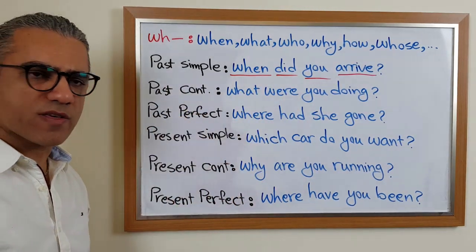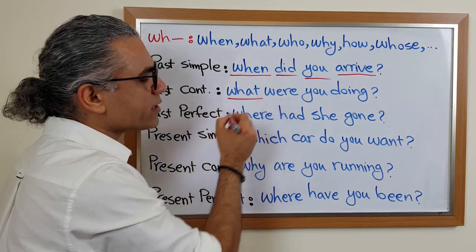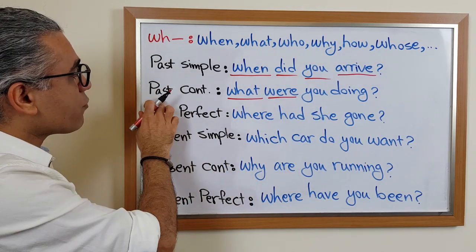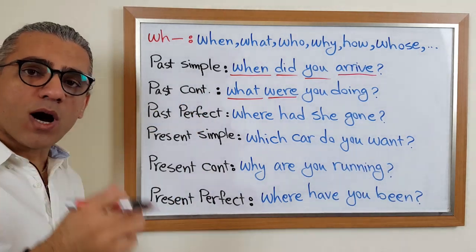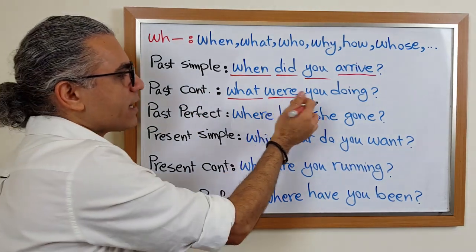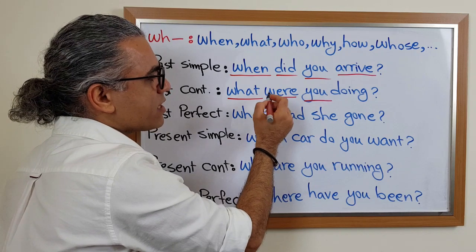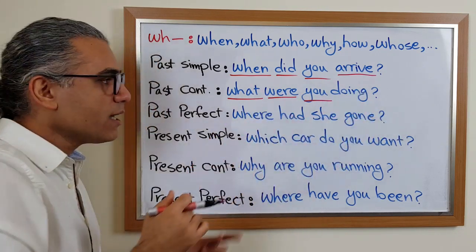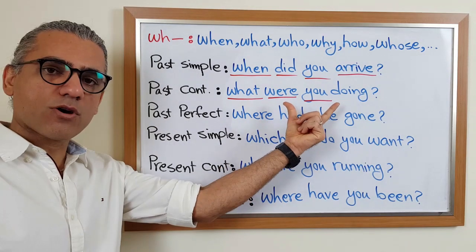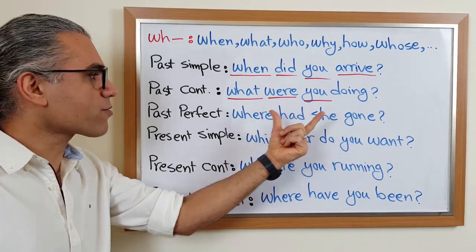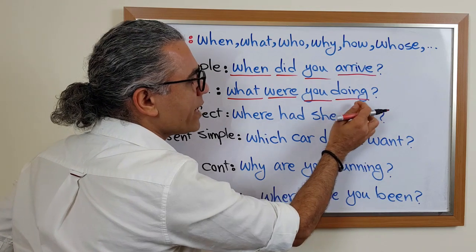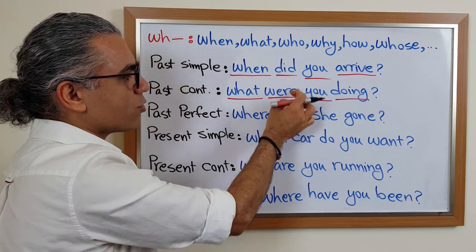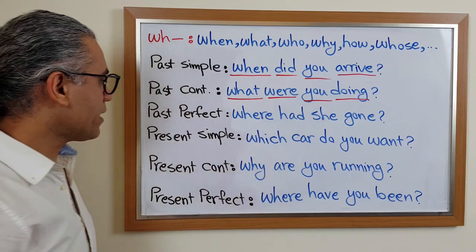A past continuous example. We started with what, a WH word, and after that we have the auxiliary verb for past continuous, which are was or were. And after that we have the subject. If you take a look at this part after the WH word, the structure looks like the structure of a yes or no question. And doing is your main verb after the subject in ing form, because your auxiliary verb is were.